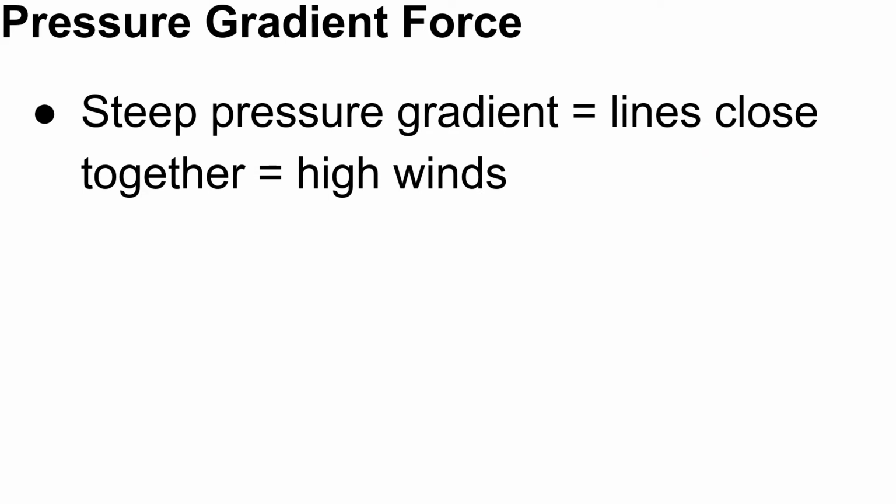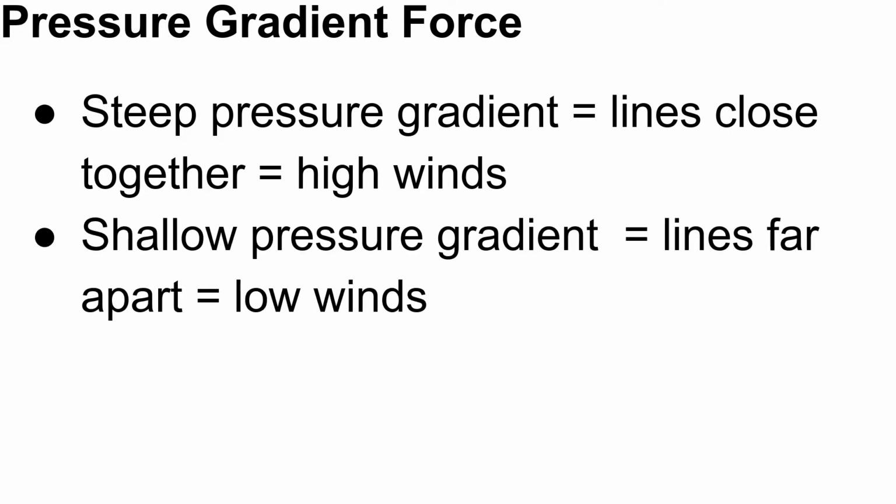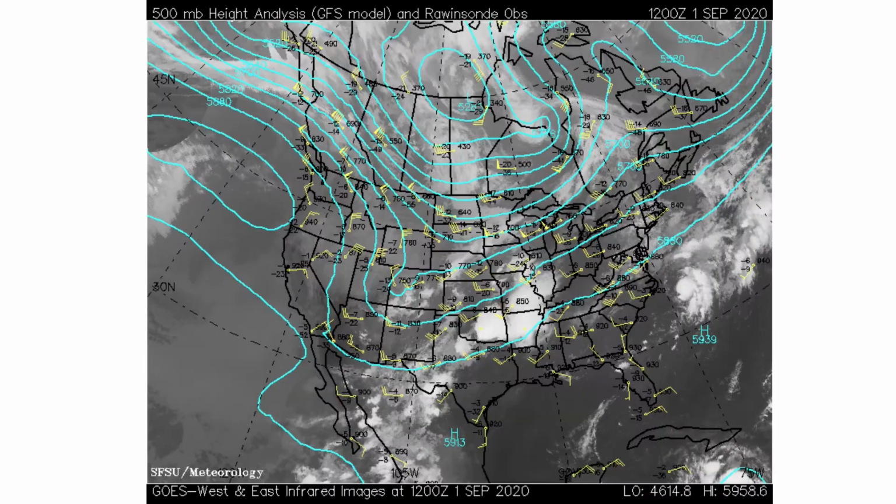Steep pressure gradient, the lines are close together, high winds. On a topographic map, if the lines are close together, that means that there's a cliff. There's very rapid elevation change. Shallow pressure gradient, the lines are far apart, and you have low wind speed.